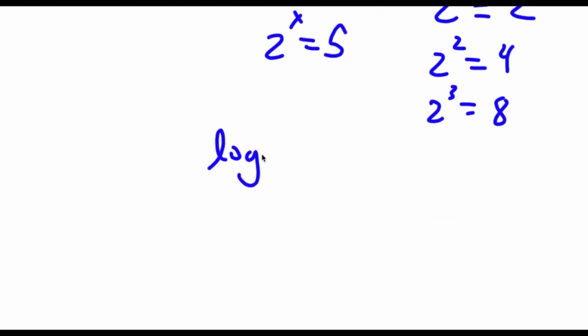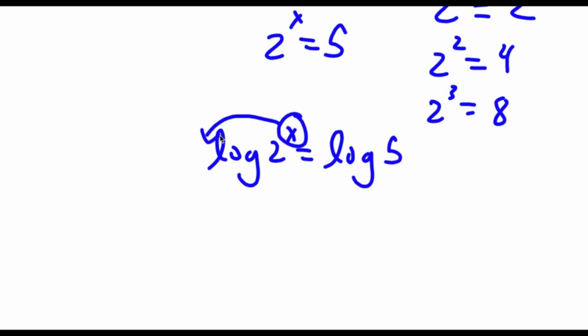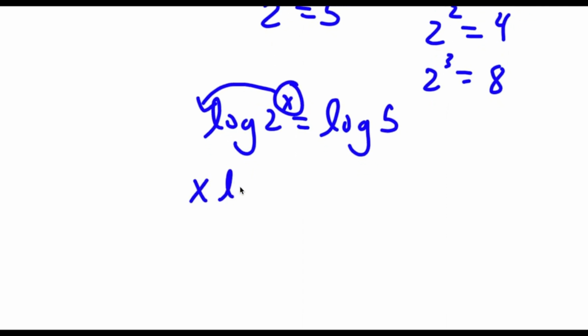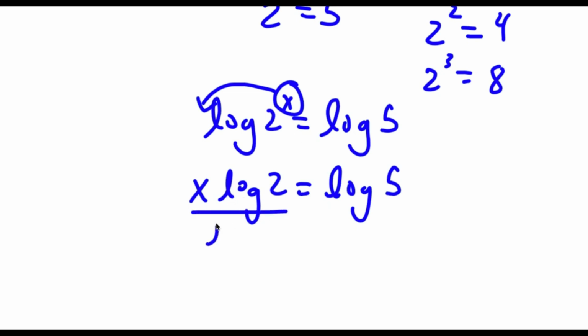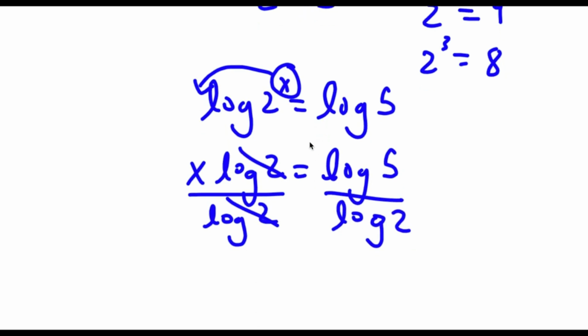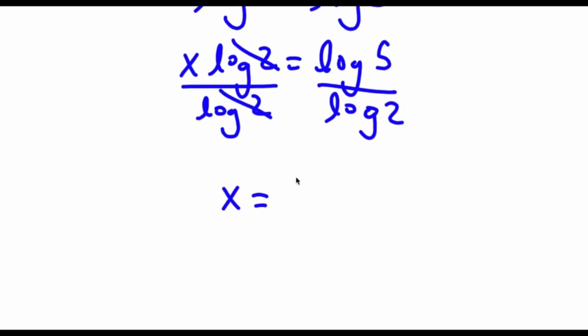So I had log 2 to the power of x is equal to log 5. Now by using this property, I can move x to the front, so now I have x times log 2 is equal to log 5. Now, if I divide both sides by log 2, these two cancel out, and I am left with x is equal to log 5 over log 2.